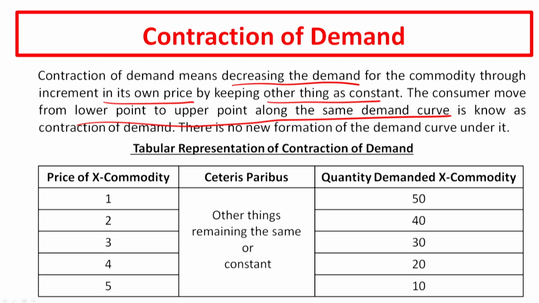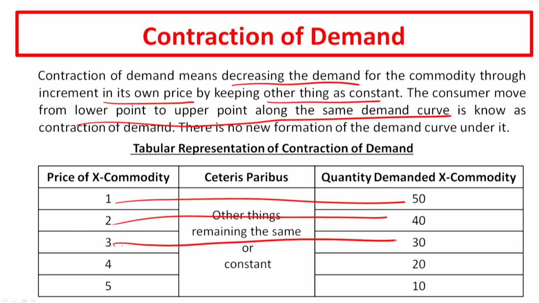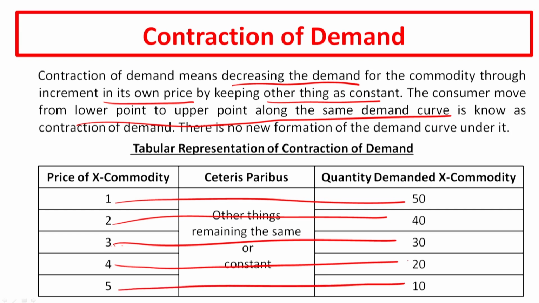As the price is increasing from 1 rupee to 5 rupees, the demand is gradually decreasing. When the price was 1 rupee, the demand was 50 units. When the price is 2 rupees, the demand is 40 units. When the price is 3 rupees, the demand is 30 units. When the price is 4 rupees, the demand is 20 units. And when the price is 5 rupees, the demand is 10 units, keeping other things constant.